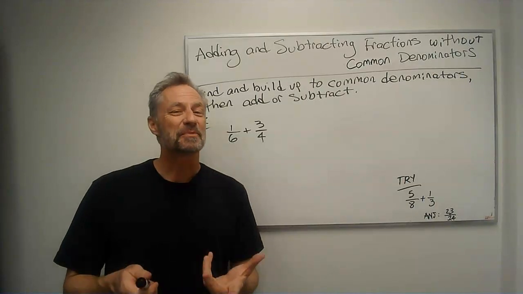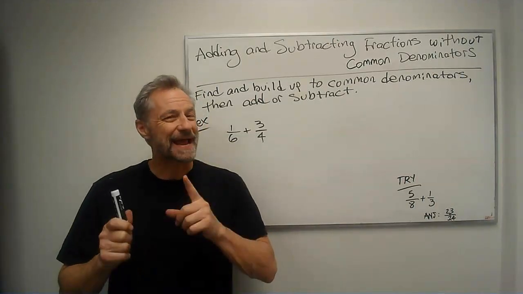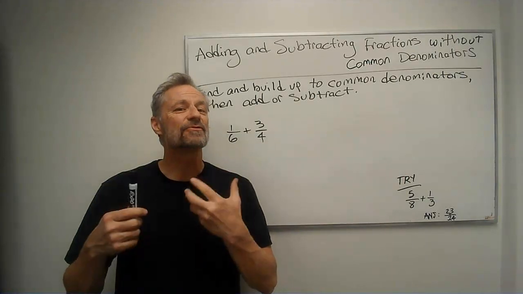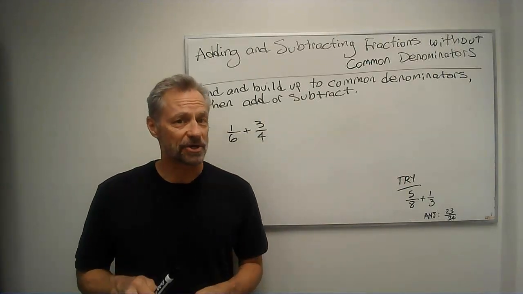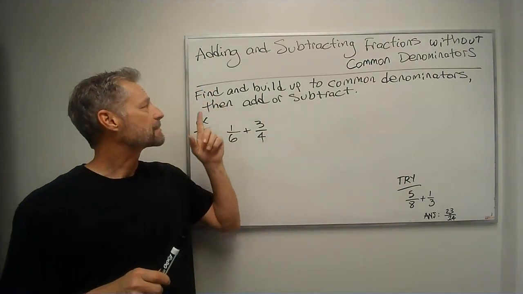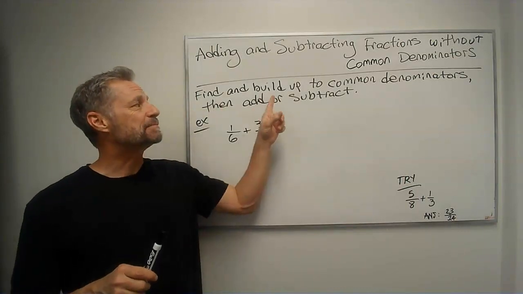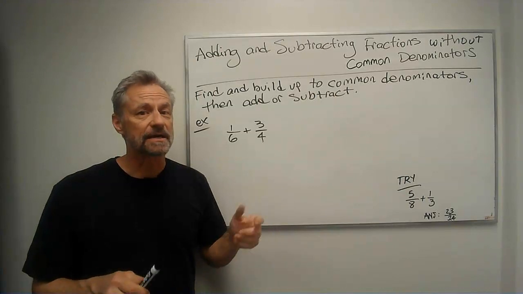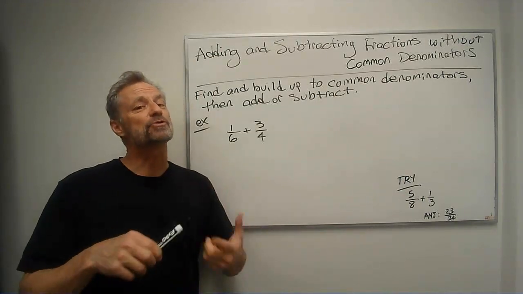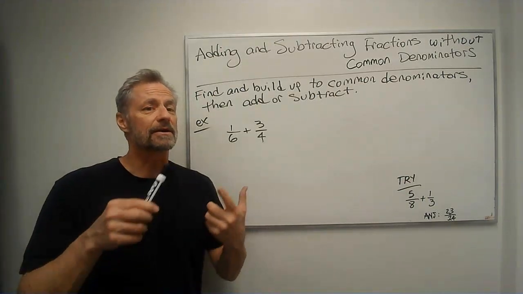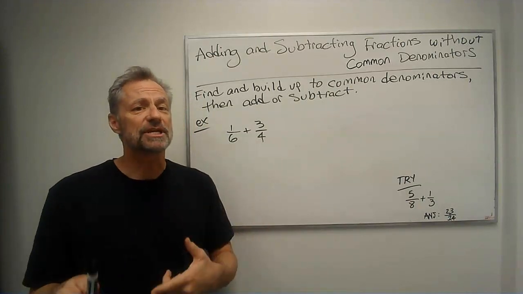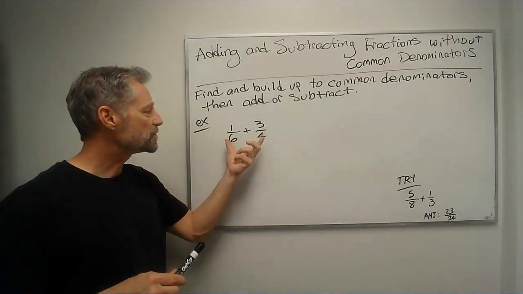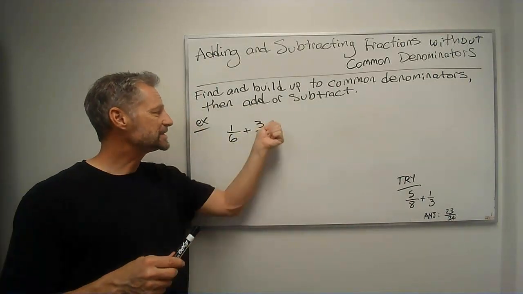Hi, this is Professor Monty, and we're going to talk about adding and subtracting fractions that don't have a common denominator. The idea is to find and build up to common denominators and then add or subtract. I'm going to link the video on how to find the common denominator to this video in case you need to review that. So the idea is I've got 1/6 plus 3/4.